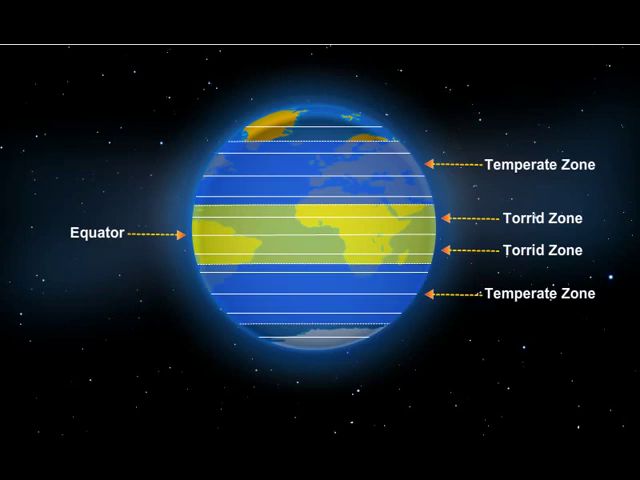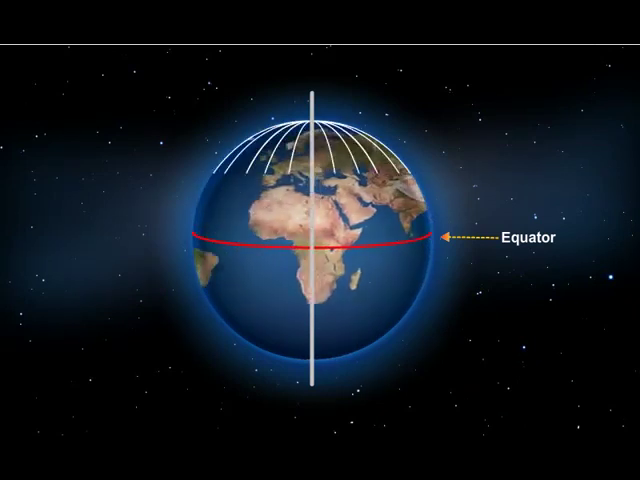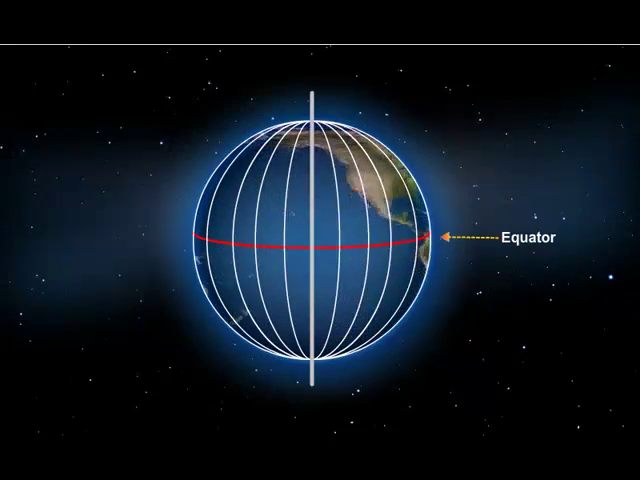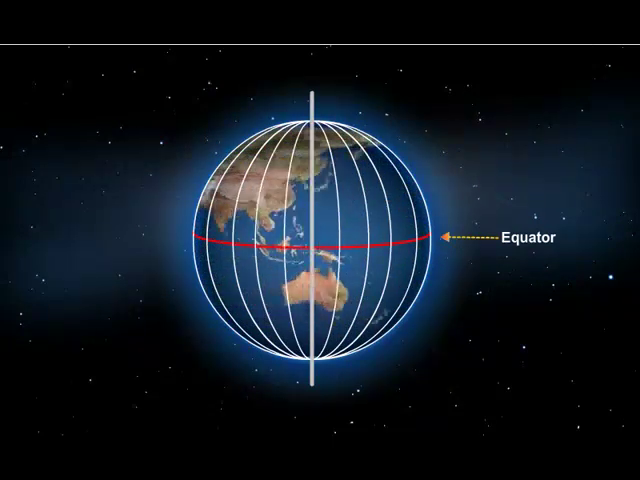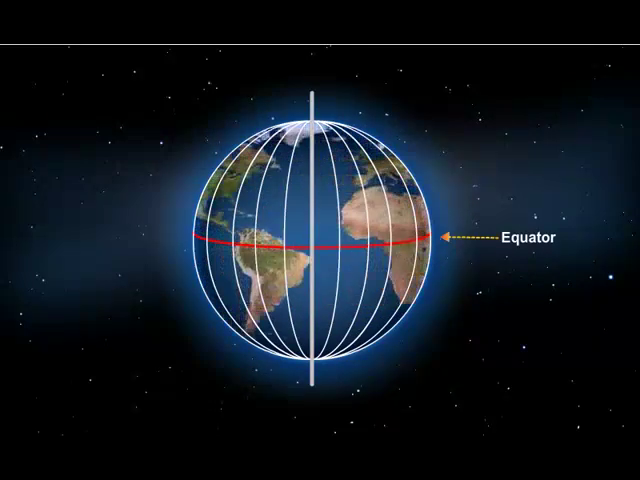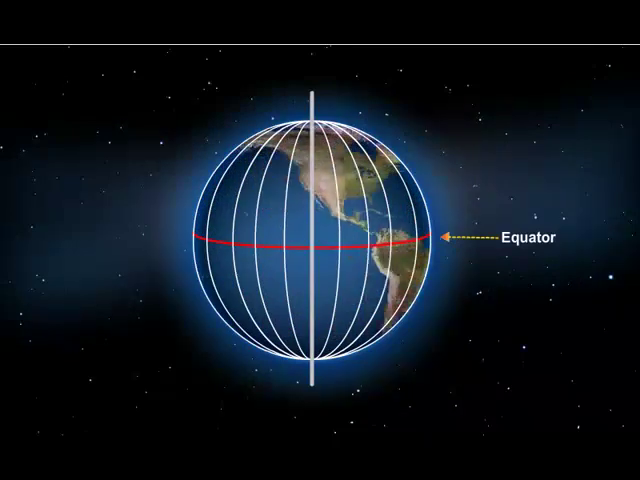The latitudes divide the Earth into three different climatic zones: Torrid or Tropical Zone, Temperate Zone, and Frigid Zone. Torrid Zone is that part of the Earth which lies on both sides of the equator, between the tropics. It is the hottest part of the Earth and is also called the tropical zone. The sun's rays fall vertically on these places at least twice a year.